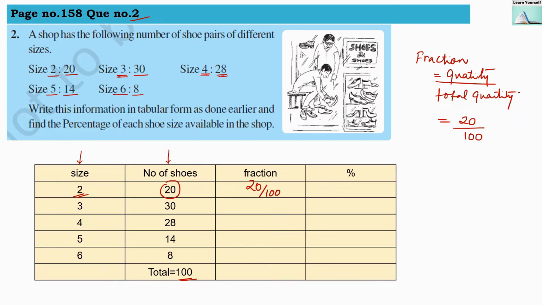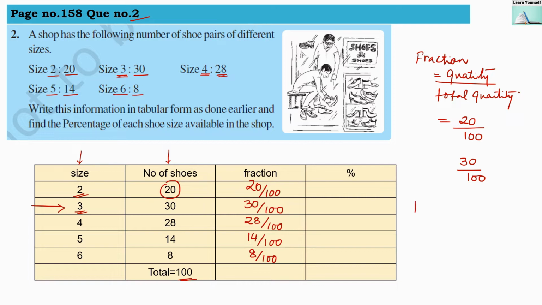Similarly for the size 3 shoes, there are 30 shoes out of 100 shoes of size 3. So 30 divided by 100. Similarly 28 divided by 100, 14 divided by 100 and 8 divided by 100. This we can further simplify or you can leave it like this. They have just asked us for the fraction, so we can represent it like this.